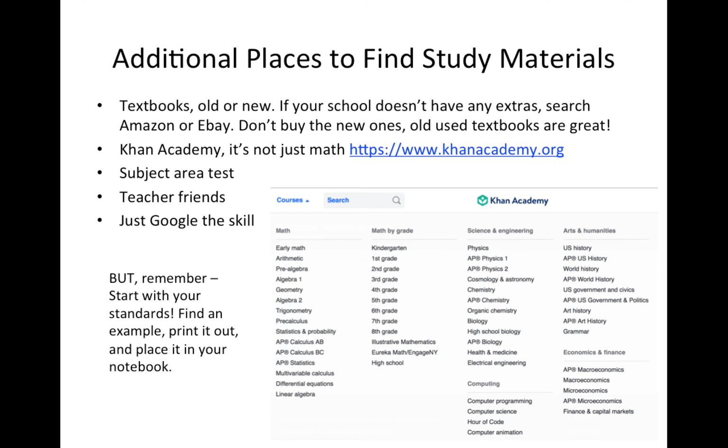Another really good resource is Khan Academy. And this is just a screenshot. Khan Academy is free. I know everybody always associates it with math. I just made a screenshot here to show you that it has several other categories in it as well. It's got physics, chemistry, astronomy, biology, engineering, health, computer programming, economics, and then you can see it's got a lot of history. It's even got grammar and art history in it as well. So Khan Academy is a great resource. Subject area tests are also a really good one.